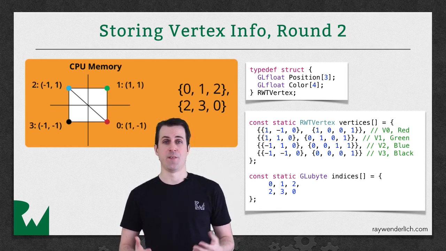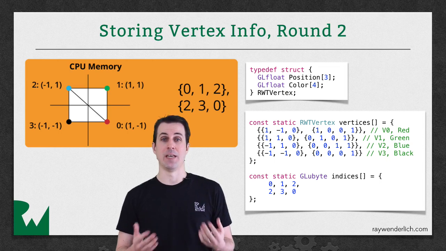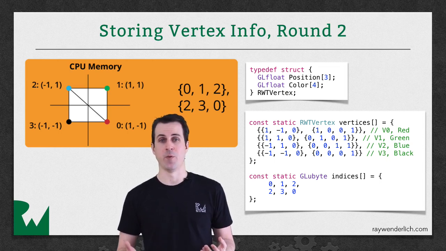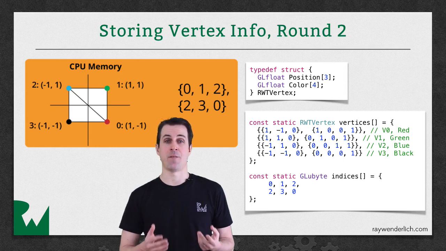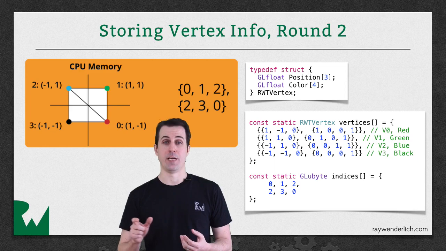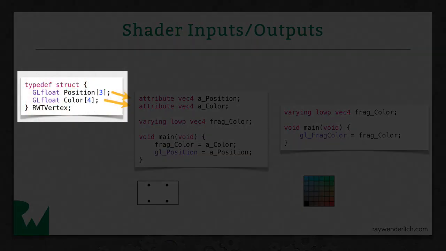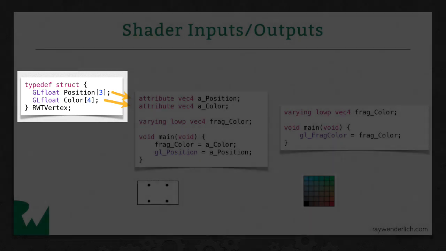So to do this, the first thing we need to do is add some new data to our vertex structure to store the color information. And this is just going to be an array of 4 floats. Then we need to modify our vertex data to keep track of the color we want for each vertex. So now that we have this new information inside our vertex structure, we want to pass this to our shaders as input variables. How do we do this?